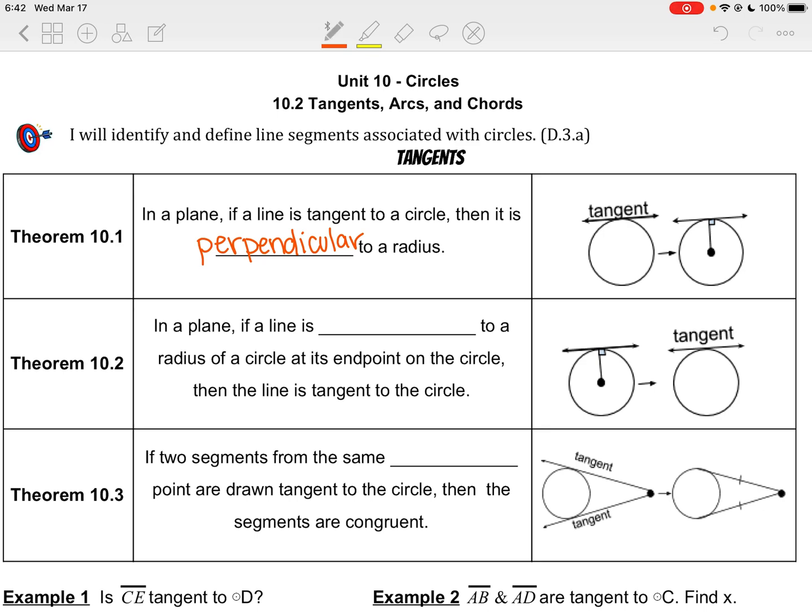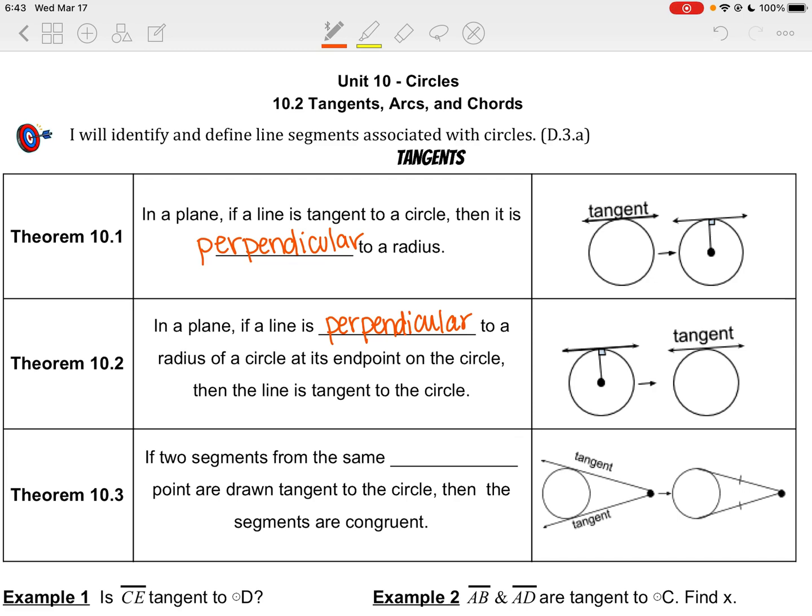The next theorem is 10.2, and it says in a plane, if a line is perpendicular to a radius of a circle at its endpoint on the circle, then the line is tangent to the circle. So this is kind of the converse of the previous. So if a line is perpendicular to a radius of a circle, then it is tangent. So that's the converse of theorem 10.1.